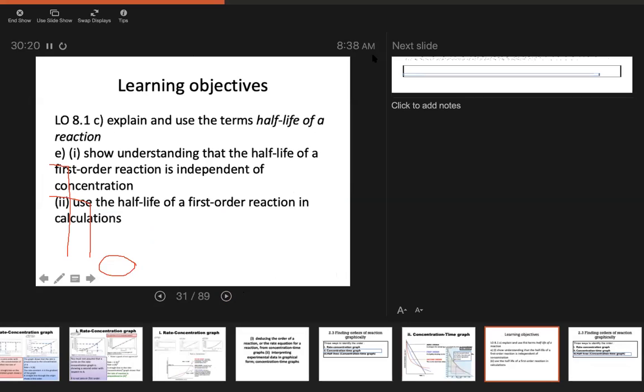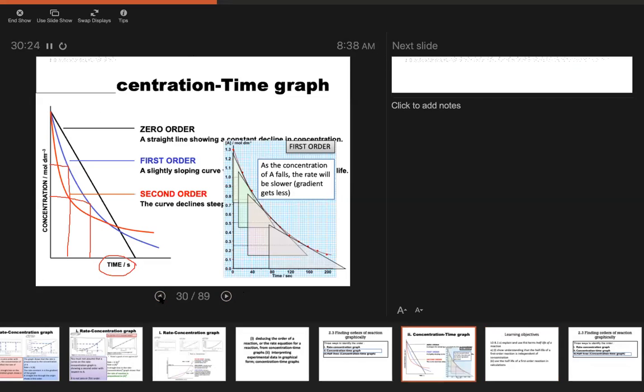Miss, do we need to find the gradient for first and second order? Yes. If you want to differentiate which one is first and second order, you have to find the gradient, because the gradient is the rate. You want to know the relationship between concentration and rate. Do we need to find the average? No, no, you don't find the average.